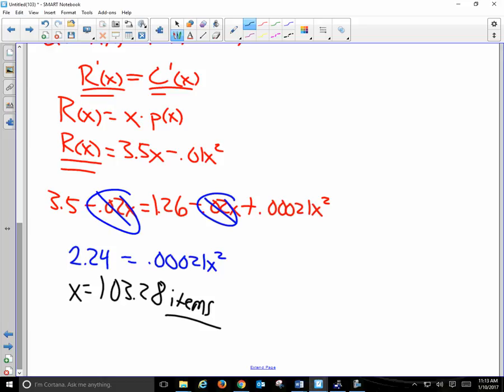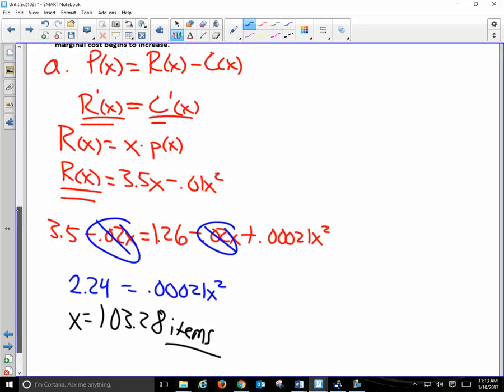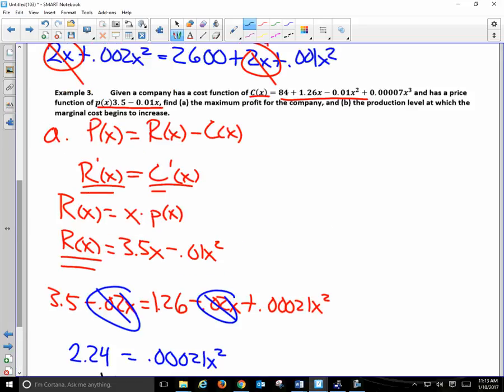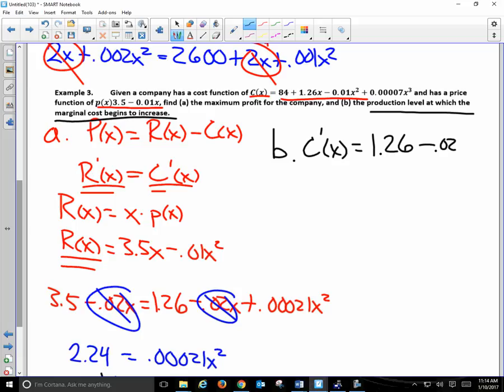Okay. The very last question that we have is this piece right here, which says the production level at which the marginal cost begins to increase. Well, the marginal cost we already wrote down. It was the derivative of C, which was C prime of X is equal to 1.26 minus 0.02x plus 0.00021x squared.